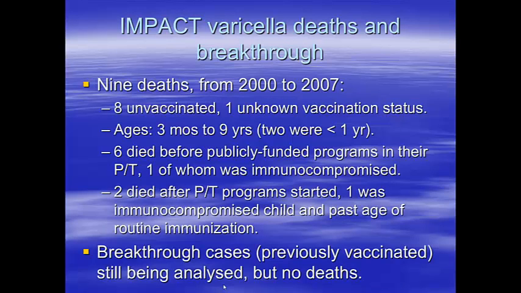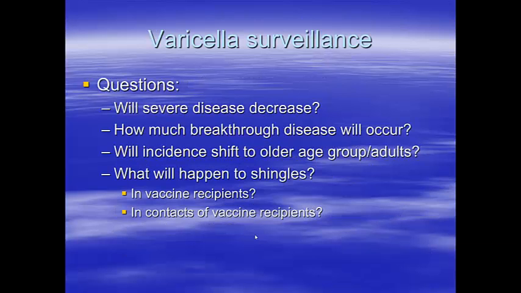And here's again the impact data, the surveillance program data on 9 varicella-related deaths from 2000 to 2007. You can read this, but you'll see that many of the cases were not vaccinated. One thing about varicella is that it tends to produce mild fever and rash in children with an itchy rash that goes away eventually. But in adults, it can be much more severe disease, higher morbidity.